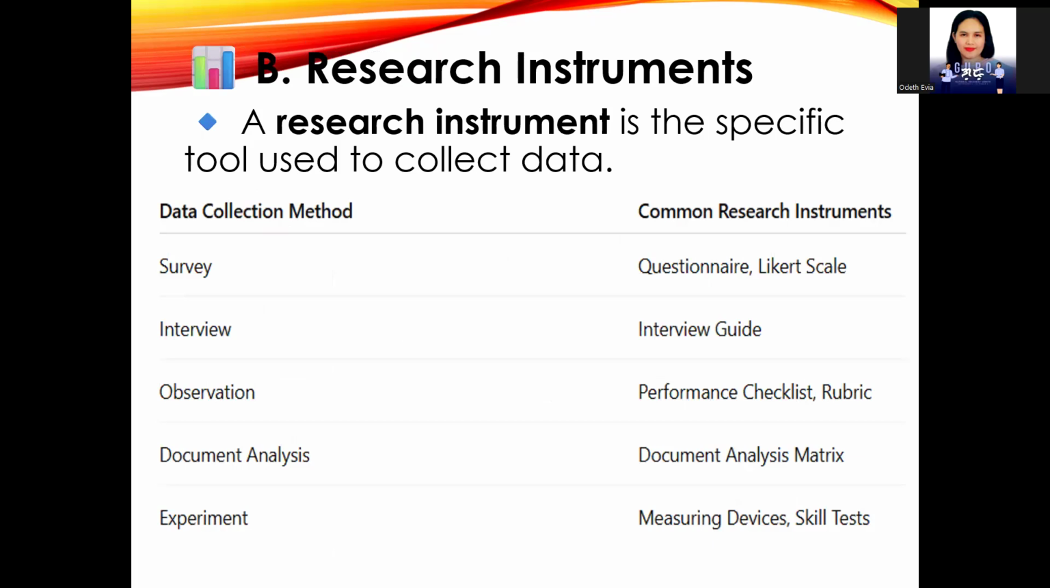So now let's discuss the research instruments. A research instrument is the specific tool used to collect the data. As we have mentioned before, in a survey, you will use a questionnaire with a Likert scale, and in an interview, you will have the interview guide, or the list of questions you will ask the participants. In observation, you will have the performance checklist or the rubrics. For document analysis, you will use the document analysis matrix. And for experiments, you will use measuring devices or skill tests.